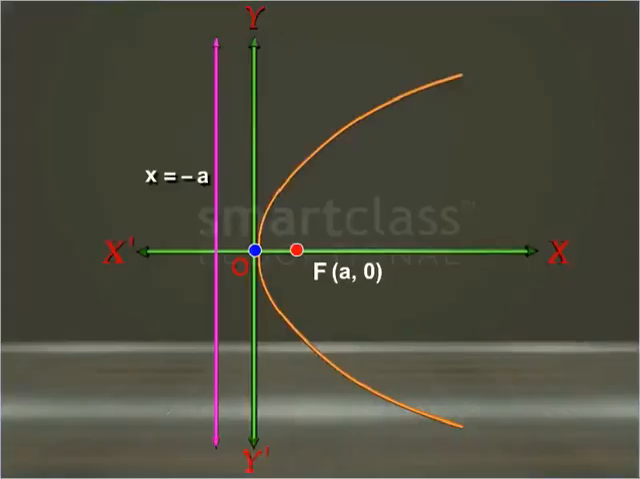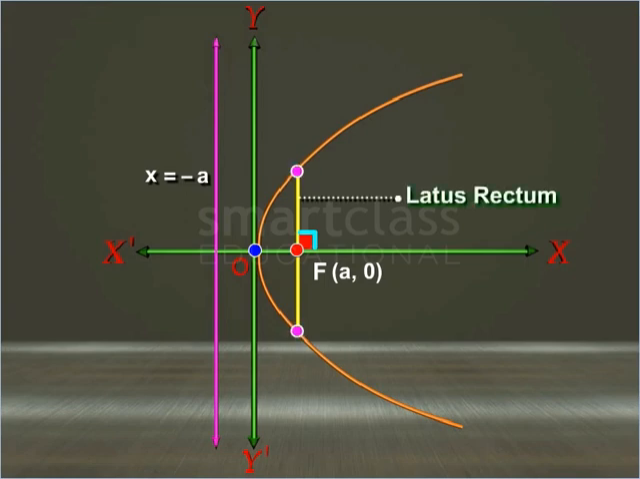Let us check out few more terms associated with parabola. The line segment perpendicular to the axis of symmetry and passing through the focus with its endpoints lying on the parabola is known as the latus rectum.